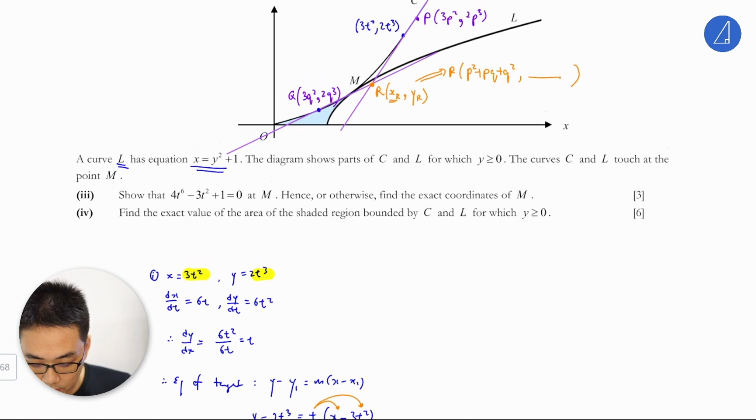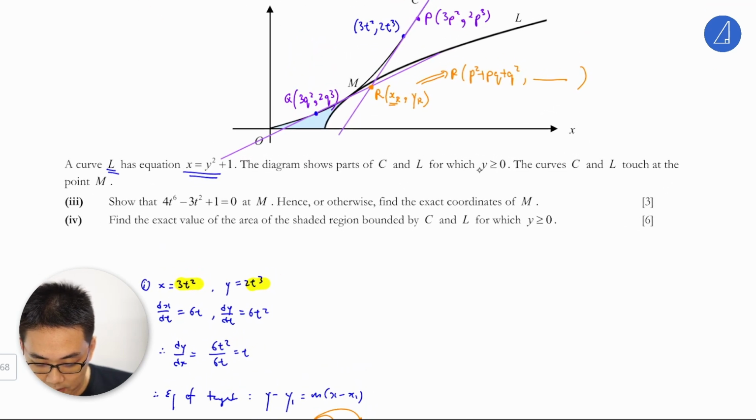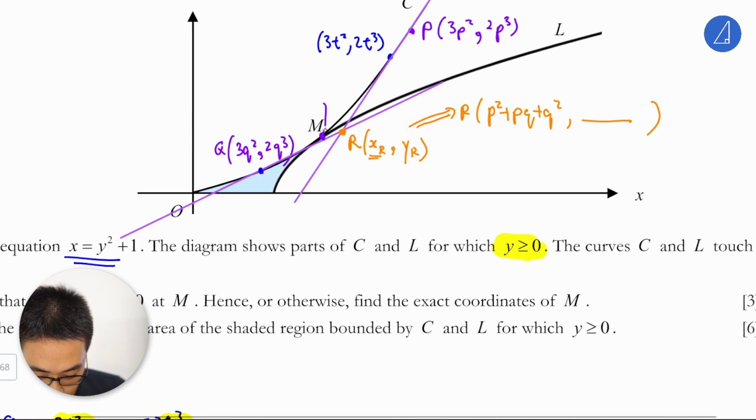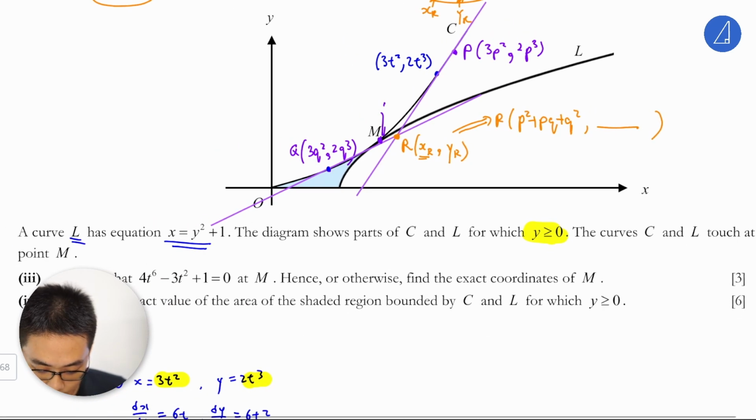So the diagram shows parts C and L, which show that y is bigger than 0. The curves C and L touch at the point M. Here they touch at the point M, which they already told you. So like what I gathered just now, this is M, the curve C. Oh wait, this is M. Sorry, they touch at M here.